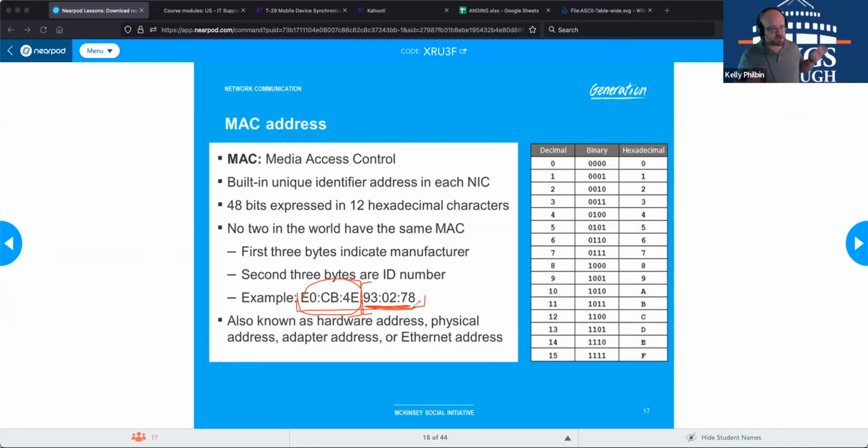But it's also known as your hardware address. So it's your NIC card. This is its unique identifier, and certain devices on the network will use this to identify your unique computer. So here's the other names they use for it: hardware address, physical address, your adapter address, or your Ethernet address.